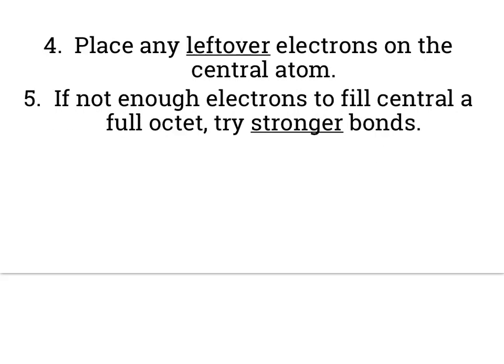So 5. If there's not enough electrons to fill the central full octet, like in carbonate, try stronger bonds. Well, let's go back to that. We currently don't have any more electrons. That means we need to try a stronger bond, which means instead of just sharing 1 pair of electrons, we share 2 pairs. So what you do is you pick any atom that has currently a full octet but is bonded to something that does not have the full octet, in this case, any of our oxygen, and you're going to take one of its pairs and move it to the middle.